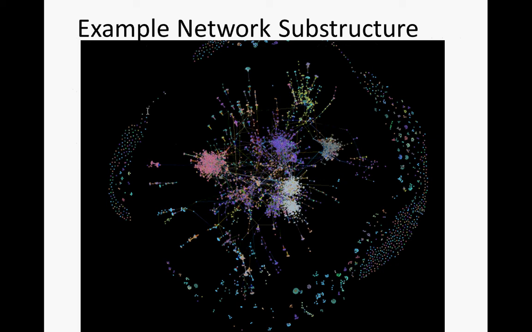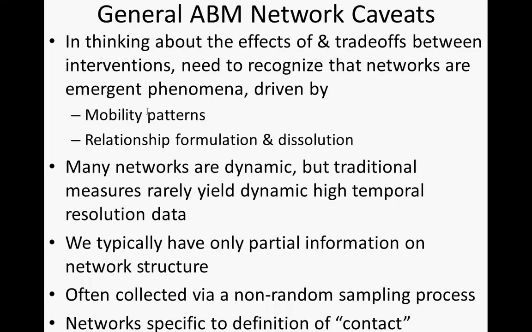But these network structures are often much more textured, but have important subcomponents that are described by some of the networks we've seen today. So in thinking about the effects of interventions or policies, we need to recognize networks are often an emergent phenomenon. They're often driven by mobility patterns, for example, relationship formation and dissolution. They're often not static quantities, in other words.